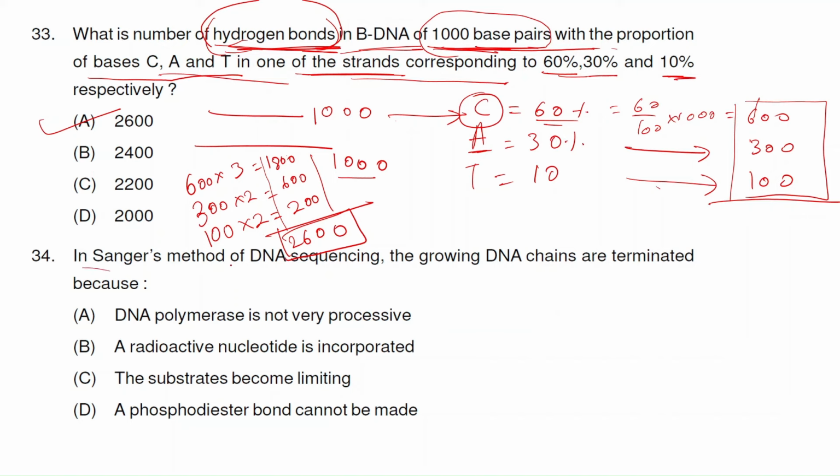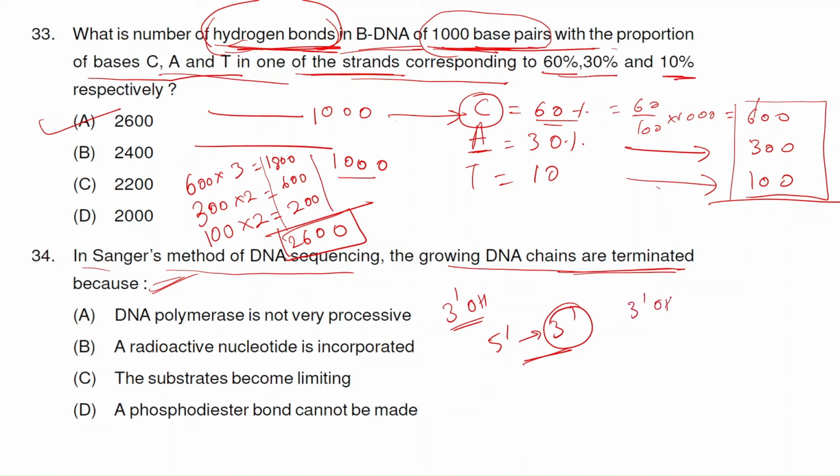Next, question number 34. In Sanger's method of DNA sequencing, the growing DNA chains are terminated because the growing chains are terminated. What happens in Sanger's method of sequencing? It is based on the presence of the 3' OH group. We know DNA synthesis always occurs in the 5' to 3' direction. So it is always dependent on having a 3' OH group, and that is how chain synthesis occurs, right?